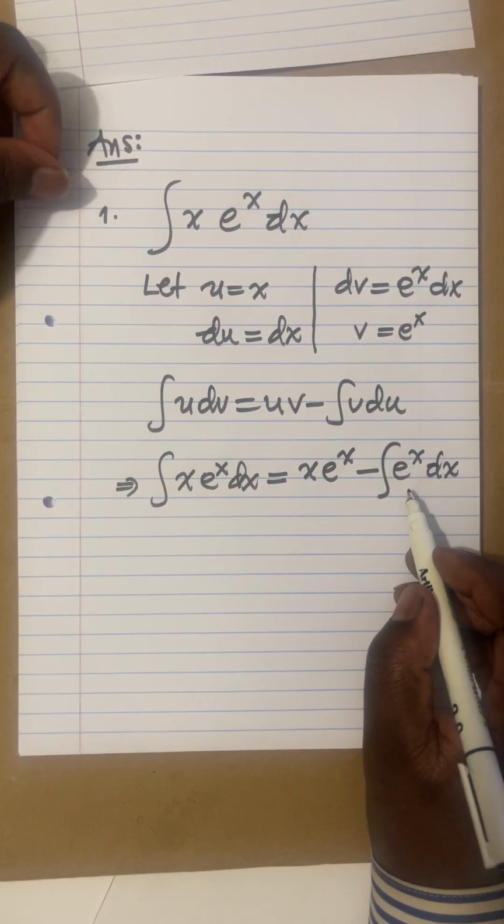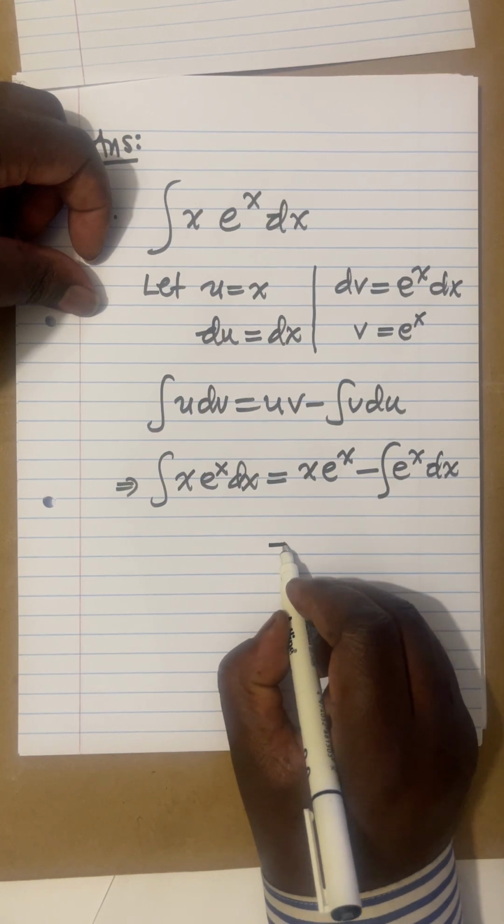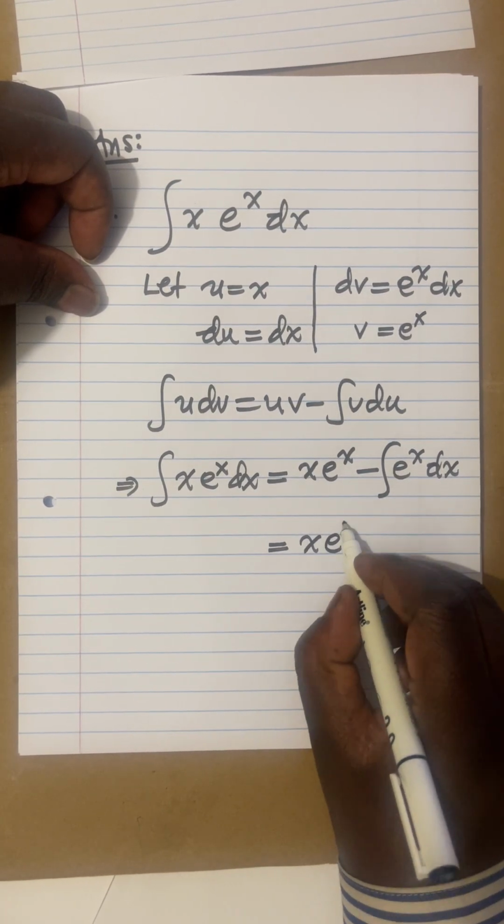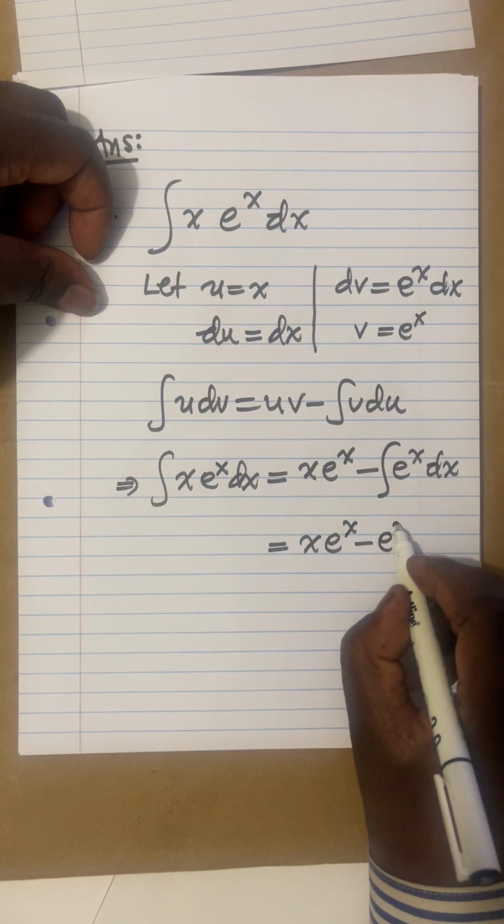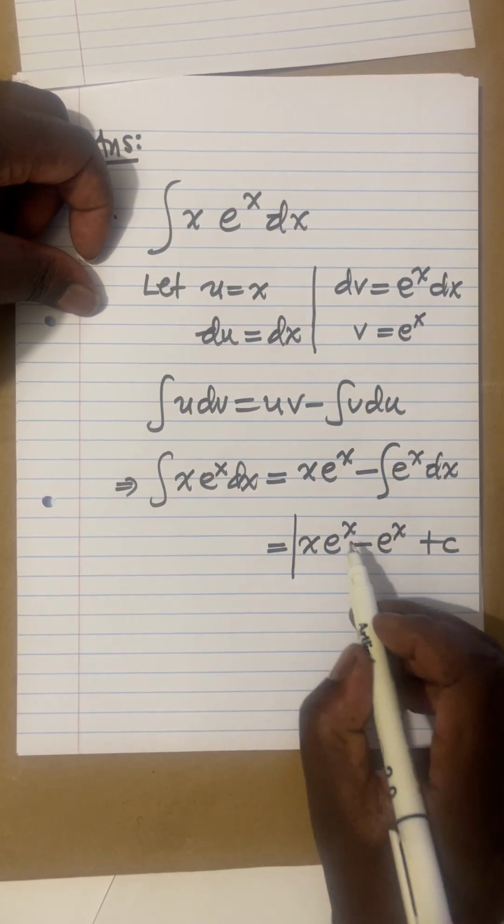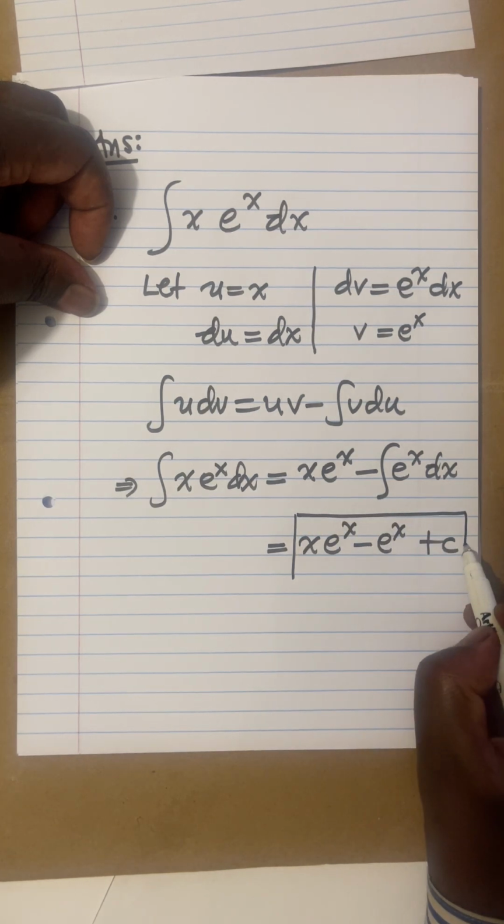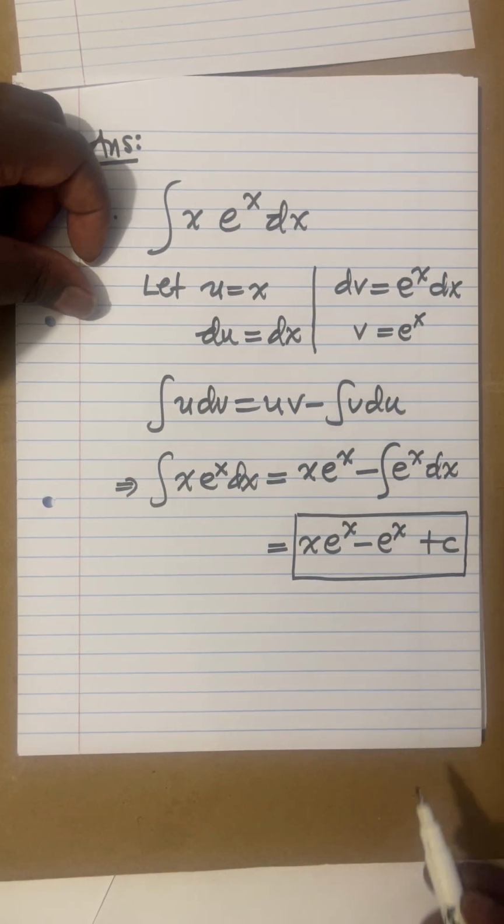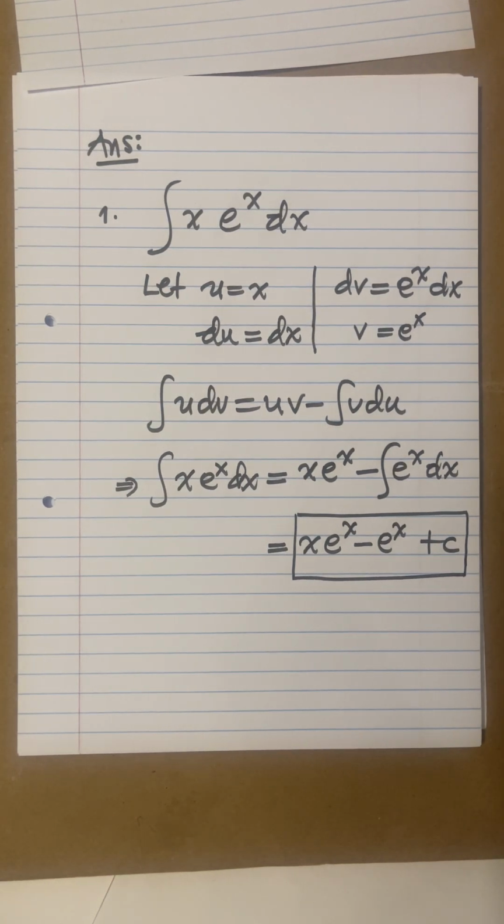And what is the integral of e to the x? I've shown you in the previous videos that this is just e to the x. So x e to the x minus e to the x. And obviously we're dealing with what we call an indefinite integral, so we have to add a constant at the end. So this is the solution. Now, quite easy and straightforward.